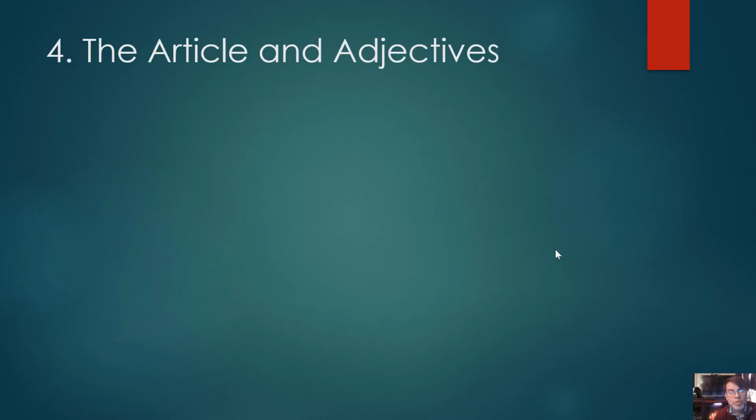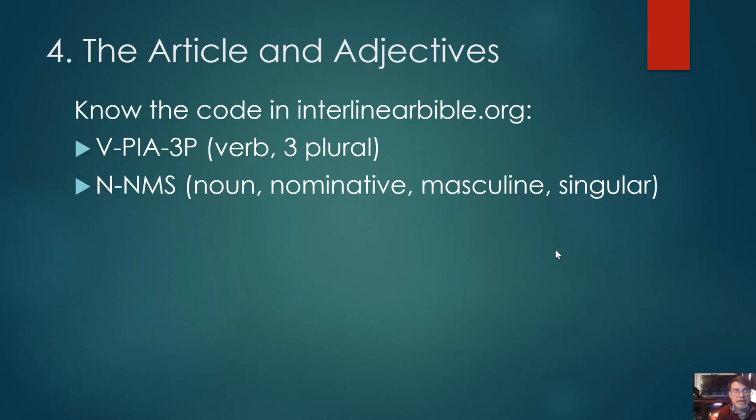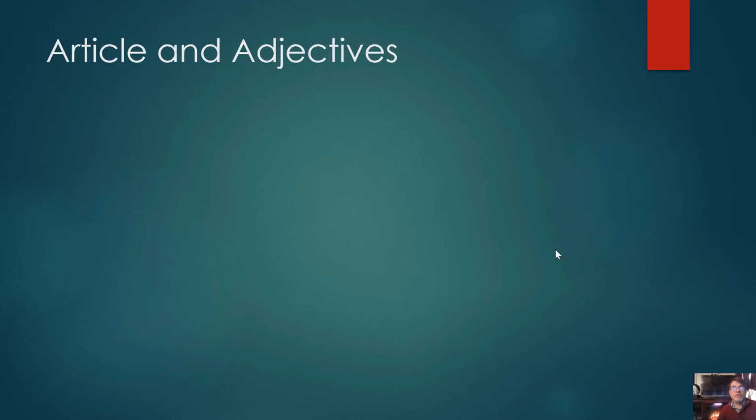The article is the word the, and adjectives describe words. So, know the code. There's the verb code. The V tells you it's a verb. PIA means present indicative active. 3P means third person plural. This is noun code. N tells you it's a noun. Nominative, masculine, singular. So you should know the code. Art is an article. Nominative, masculine, singular, the. Lots of different forms, little short two-letter things usually. Adjective, nominative, masculine, singular. These are the code. Prep means preposition.